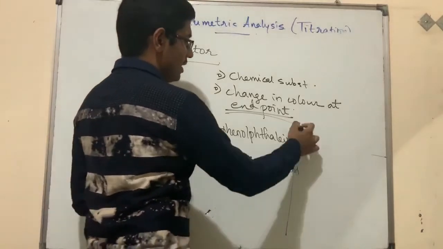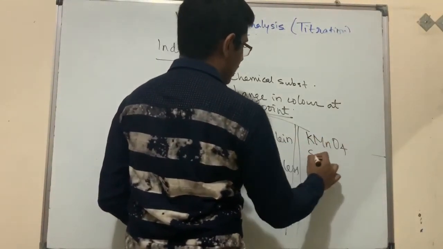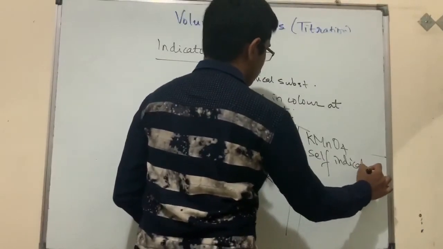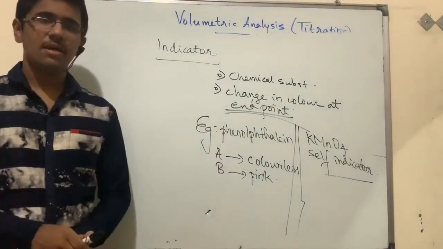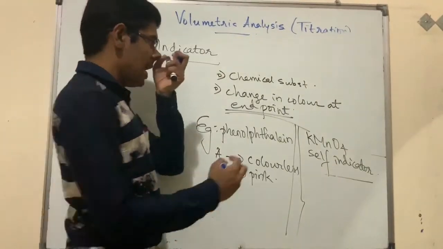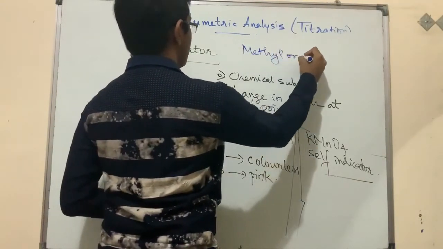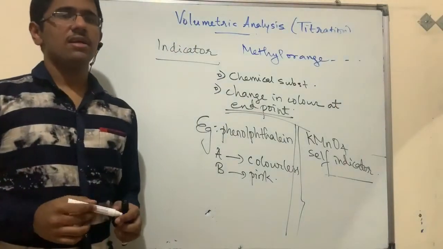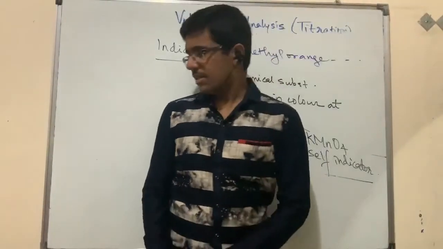And another indicator is self-indicator potassium permanganate. KMnO4 is self-indicator. So these are two examples of indicators. Other examples are also present, like methyl orange. Many other examples are present. We are not discussing that in titration right now. Okay, that is one important thing.